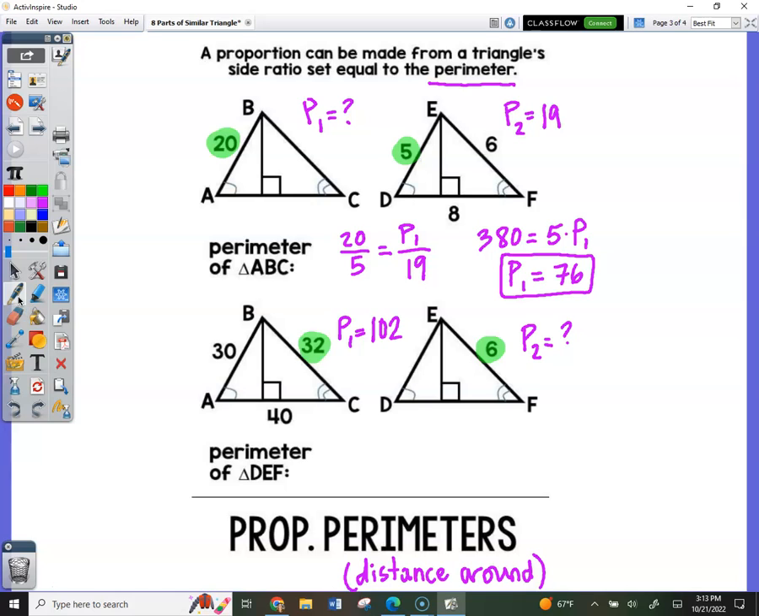All right, let's compare it. 32 compares to 6 as 102 compares to what we don't know, correct? All right, cross multiply. So that's 32 times P2. 6 times 102 is 612. Divide by 32. It's an ugly decimal, but it'll work.